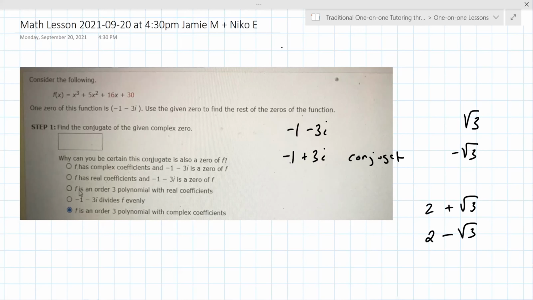Okay, so find the conjugate of the complex number here. I guess we can just say -1 plus 3i here. It's always this middle operator that you change. It's never the first term.